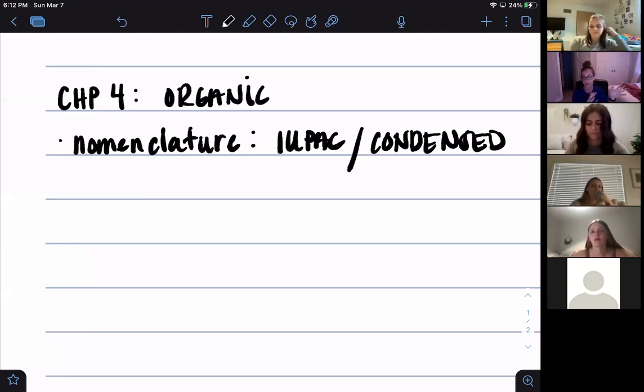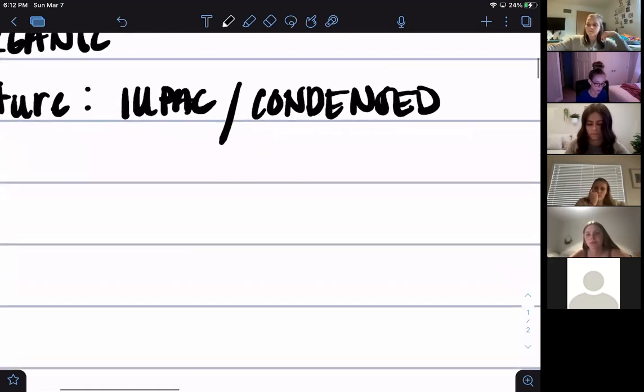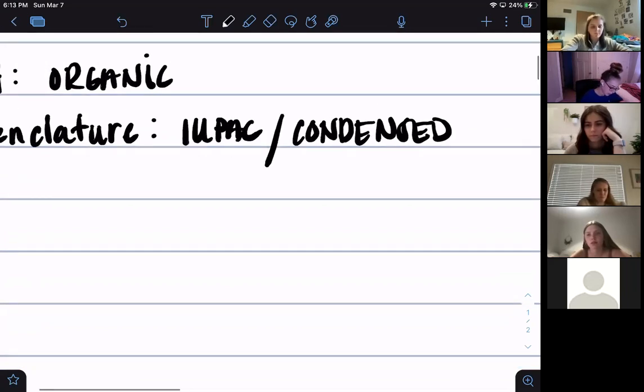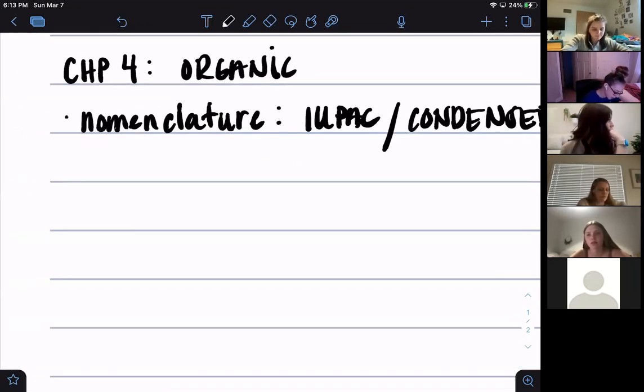So you'll either be given an image and then have to provide the name, or you'll be given the name and you'll have to provide the image. Also with condensed, you'll be given just normal condensed formulas, and you're going to have to again pick the structure that has been condensed, kind of like what Mastering Chem made you do. So that's for nomenclature.